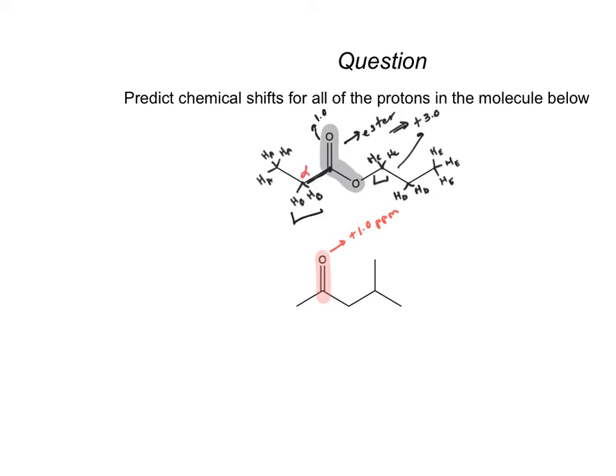Okay, so I'm going to start at the alpha position. So HB, start up here. HB are those protons. They're methylene, so we'd expect them to be at 1.2. But because they're alpha to a carbonyl, we're going to add 1 to that. So these should be at about 2.2.